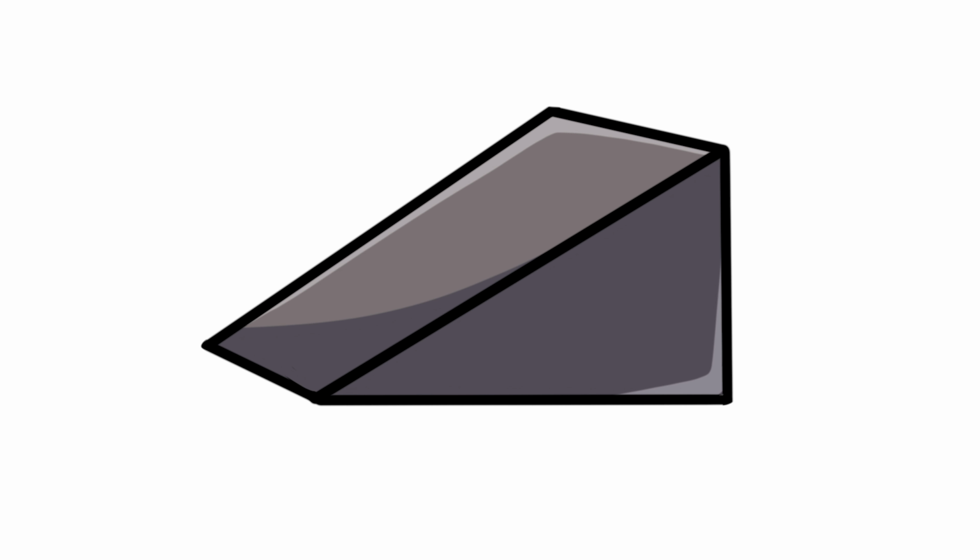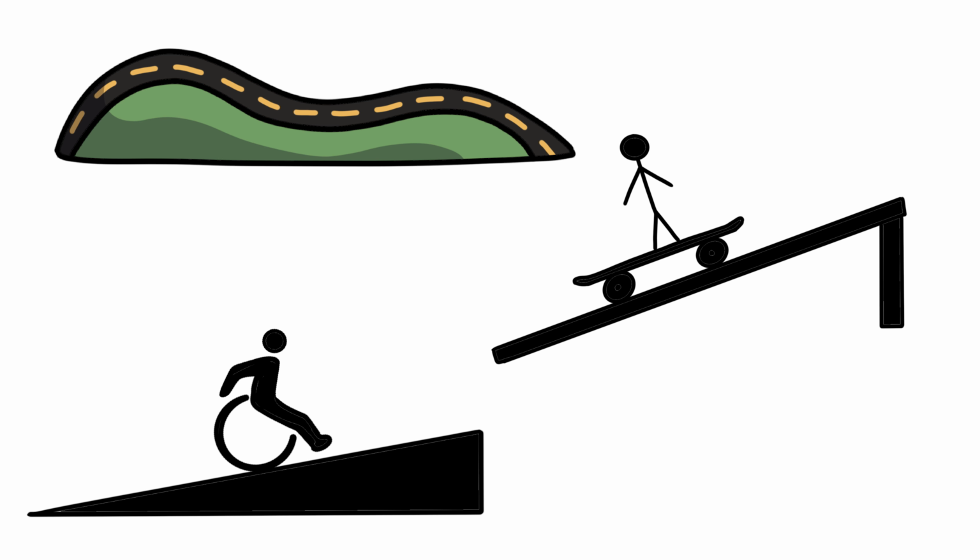Engineers use inclined planes all the time when designing things like roads, skateboard ramps, wheelchair ramps, and more, because they make it possible for people to move heavy objects more easily.